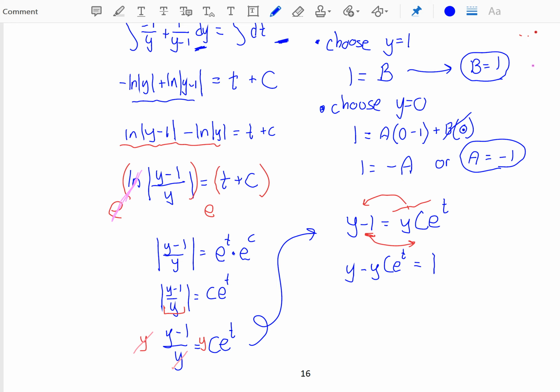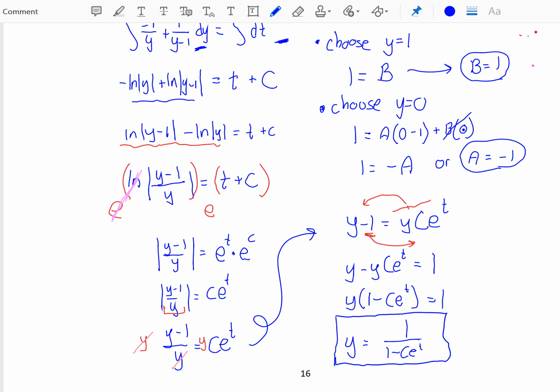We're almost done. On the left-hand side, we can factor out the common factor of y to write it as y times 1 minus c e to the t equals 1. And then we'll divide to get the y by itself and write our answer as y equals 1 over 1 minus c e to the t. Now remember, this problem was not an initial value problem. So I'm going to stop here, and we'll say that this is our general solution.